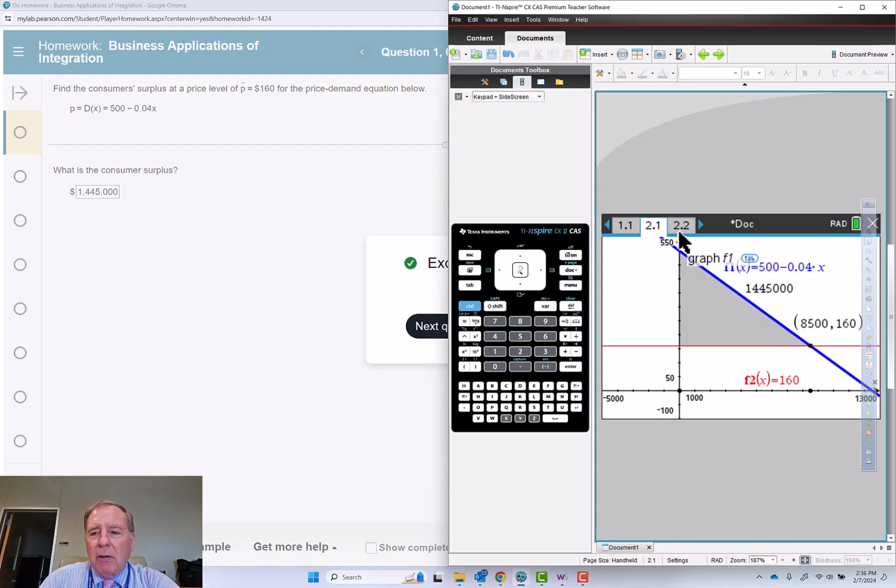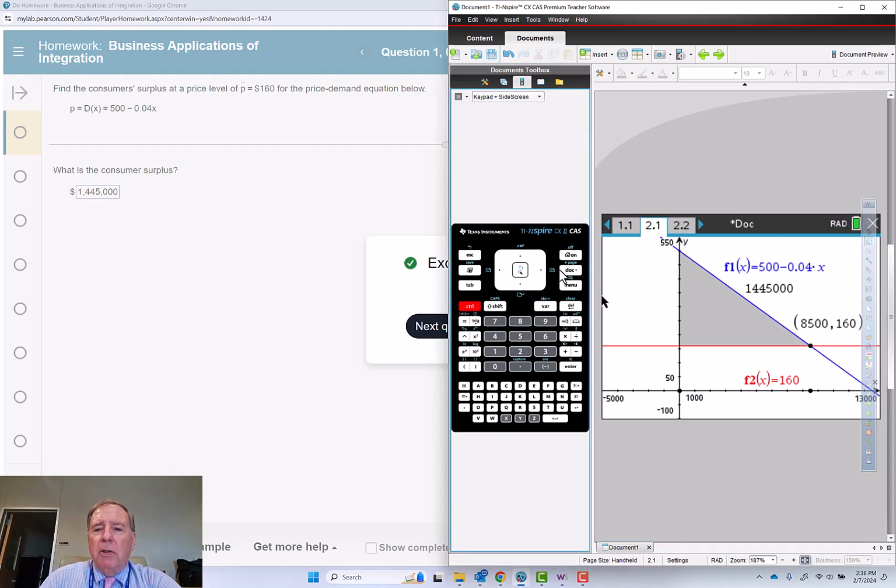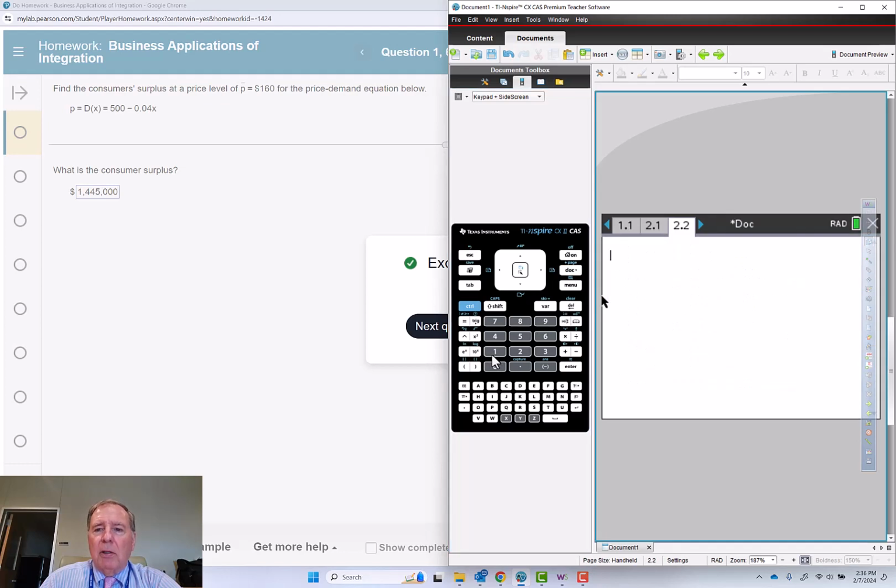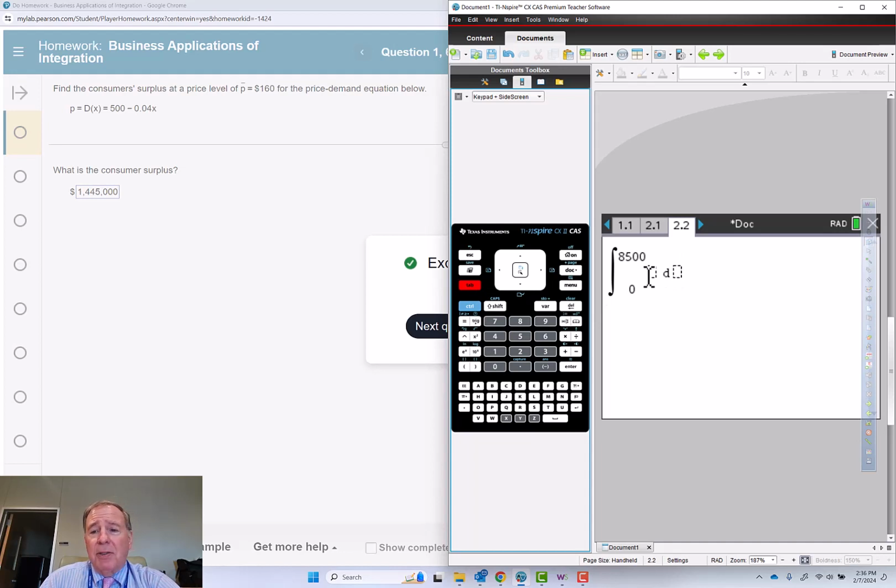Now, could we have just figured out the dimensions of that triangle and done 1/2 base times height? We could have done that. The other thing we could do is go to a calculator page and press shift plus for an integral, 0 to 8,500. And now we need to do the upper function minus the lower function. The upper function is the demand curve. I could do f2 of x, but it's also 160, and then dx, and we get the exact same number. And that concludes this video.